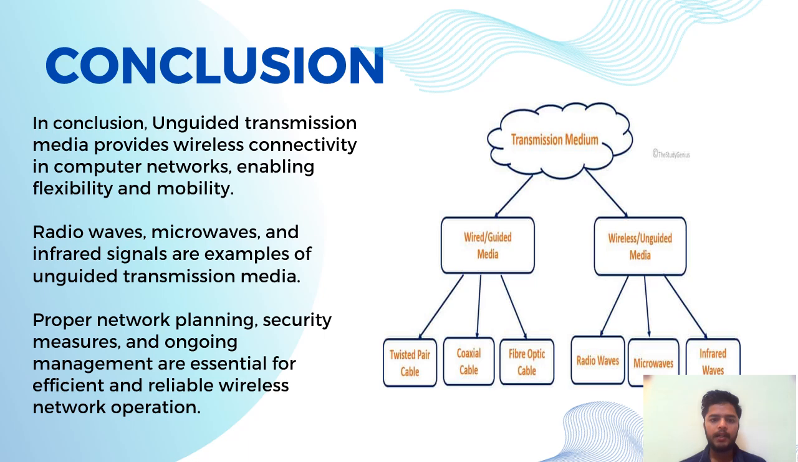Conclusion. In conclusion, unguided transmission media provides wireless connectivity in computer networks, enabling flexibility and mobility. Radio waves, microwaves, and infrared signals are examples of unguided transmission media. Proper network planning, security measures, and ongoing management are essential for efficient and reliable wireless network operation.